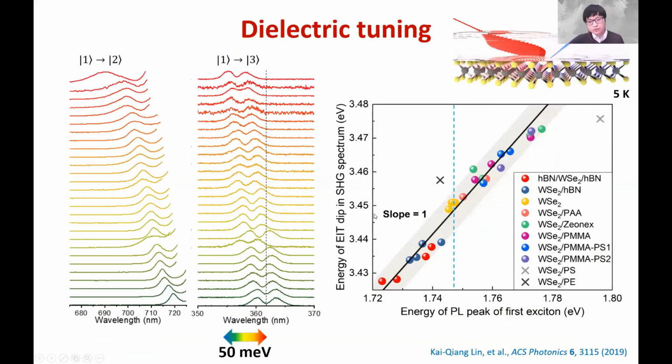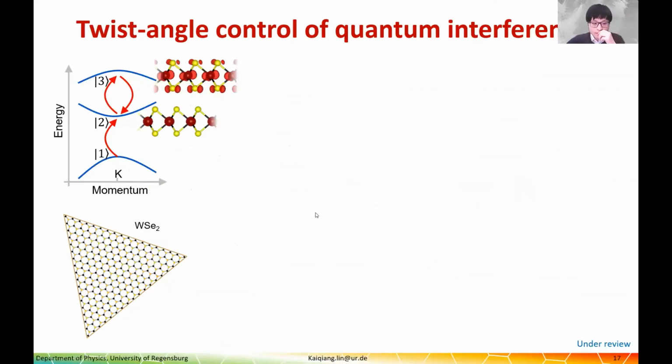The first approach we thought of is just doing dielectric tuning by capping the monolayer with a different polymer or boron nitride. Then we can tune the dielectric environment, and you can shift the state energy by 50 meV. But this is not enough to break the degeneracy and turn off the quantum interference. So we need to find another, more efficient approach to tune the system, which is twist angle control. I will show you later here.